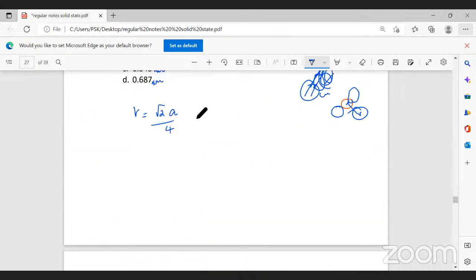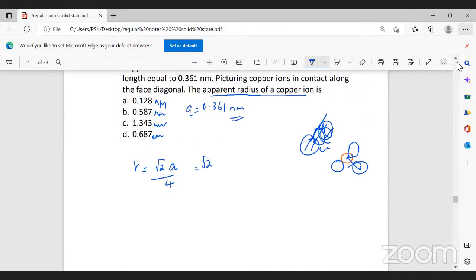So root 2 times a. They have given a in nanometers, and the answer is also in nanometers, so you can directly use 0.361. No conversion required. Divided by 4, you will get 0.128 nanometer. Radius is 0.128 nanometer. Root 2 is 1.4, simplify and check. The answer is the matching option. This is a simple problem. Only the relations you have to memorize, otherwise it will be difficult and you will go wrong.